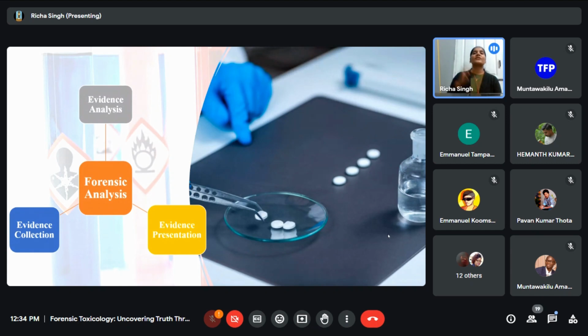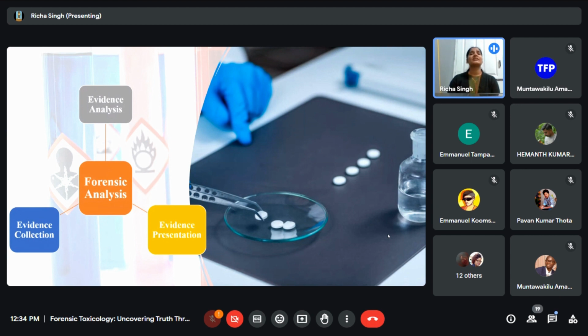Now, moving further, coming to the forensic analysis part, that is, what exactly a toxicologist is supposed to do. First, he'll start with the evidence collection, which is basically done by a forensic expert, then evidence analysis, and then evidence presentation. Now, what are the different evidences that we can collect from a crime scene? Let's say there has been a case of poisoning which has been registered, and you as a forensic expert have been called up to collect the samples from the crime scene. What are the different samples that you think you'll be collecting?